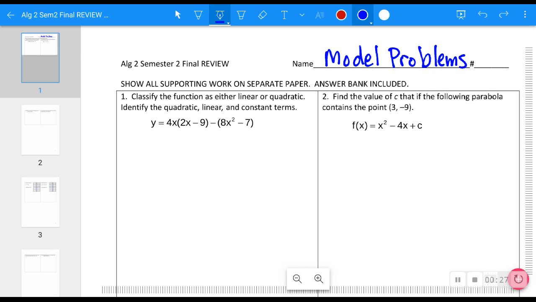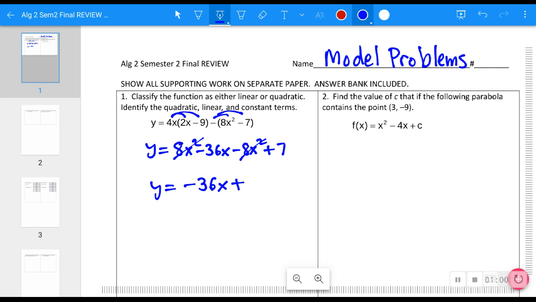You'll need to distribute to start with, so 4x times 2x. 4x times negative 9. And you'll distribute down here 2. And then the minus times the negative 7, as that double negative turns out to be 7. So let's collect our like terms, and in this case the quadratic term disappears. So we end up with minus 36x plus 7.